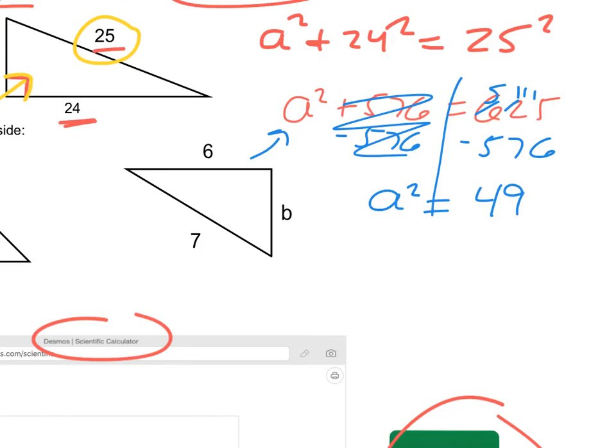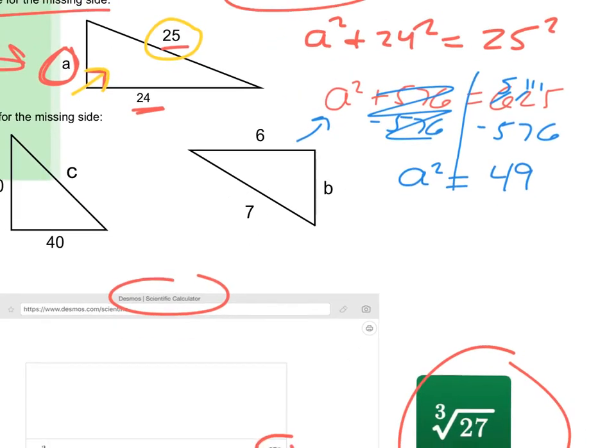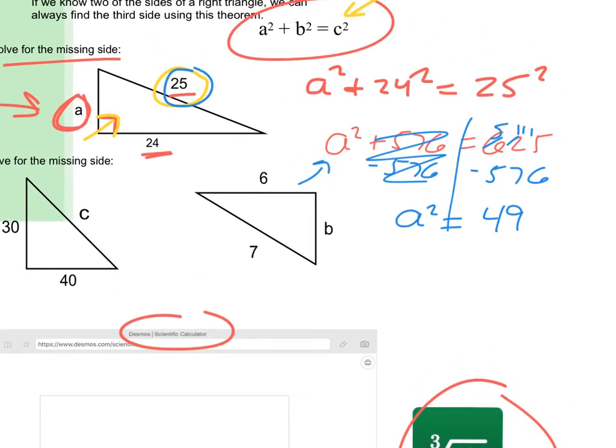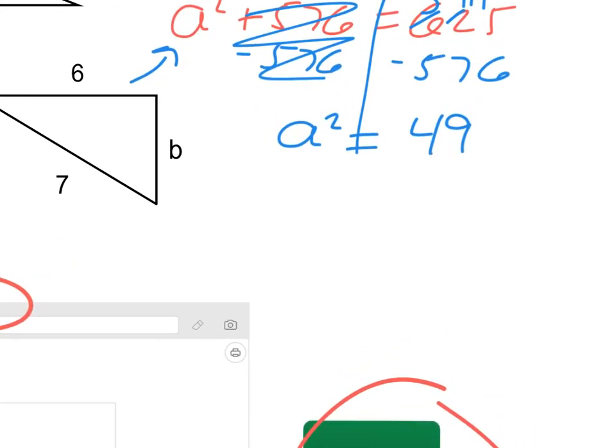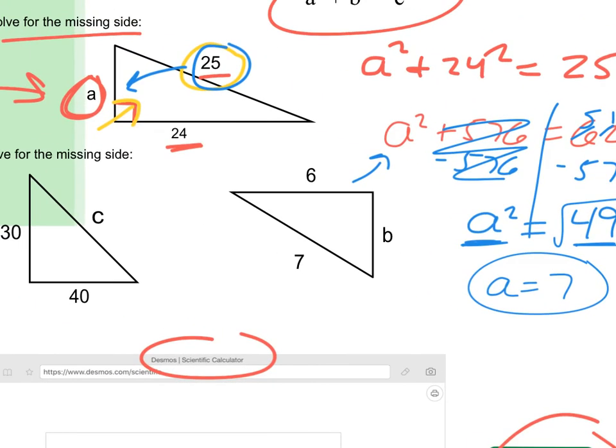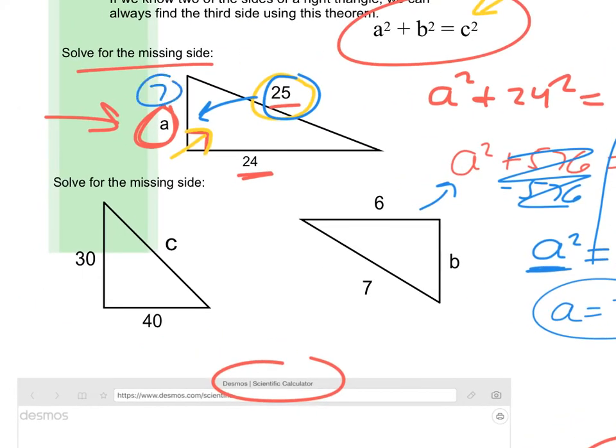Now, 49 isn't our answer, because remember, 25 was the longest side in the triangle, right? So this has to be something shorter than that. If you take a look, the way we find it is, A squared, a number times itself, gives me 49. So what would I have to do to figure out what that number is? Well, it's kind of like taking the square root of it, right? That's going backwards from squaring something. So square root of 49, or what number times itself gives me 49? It's 7. So A equals 7 in this one.